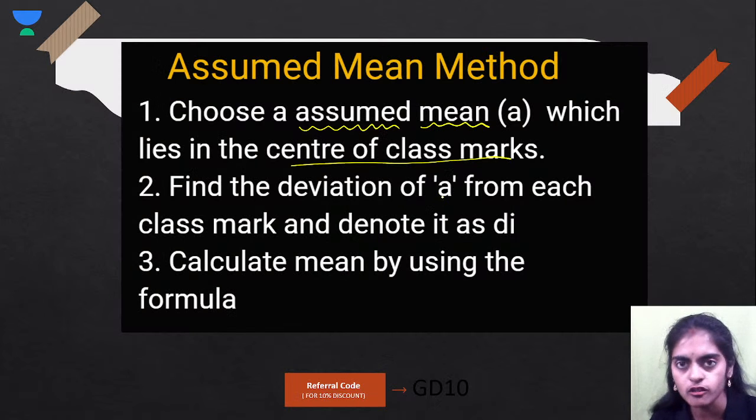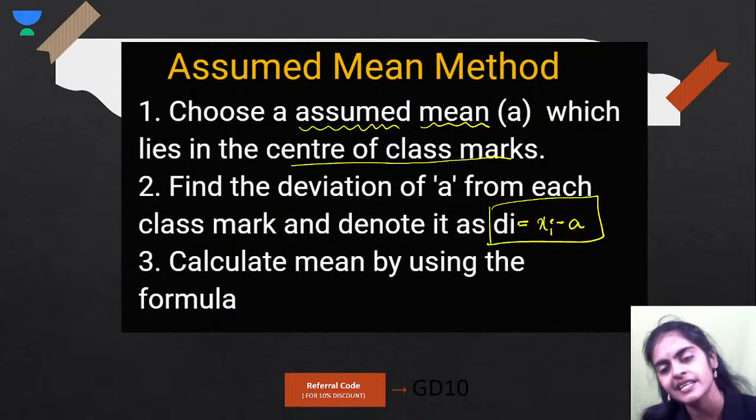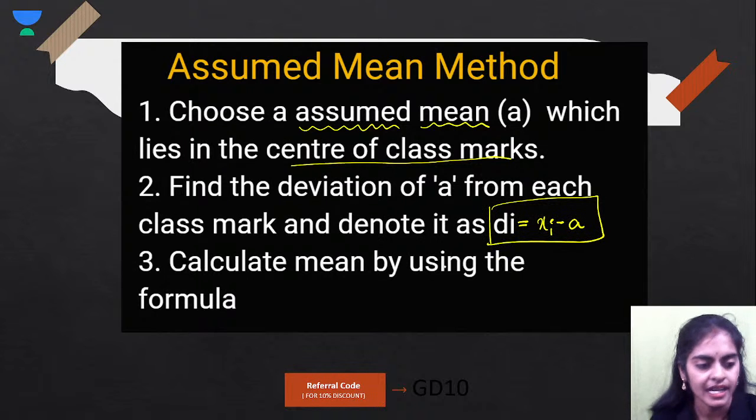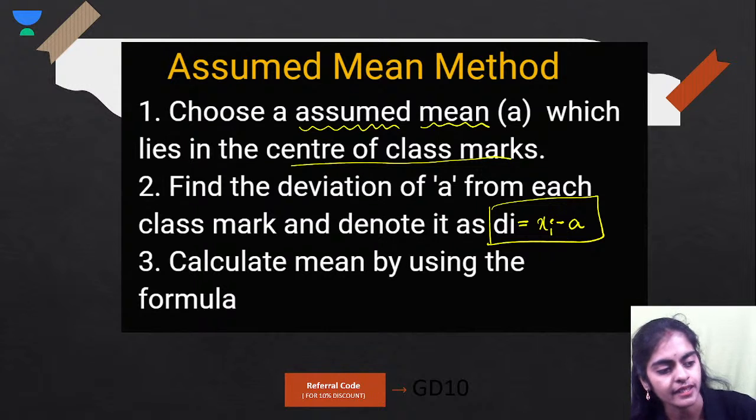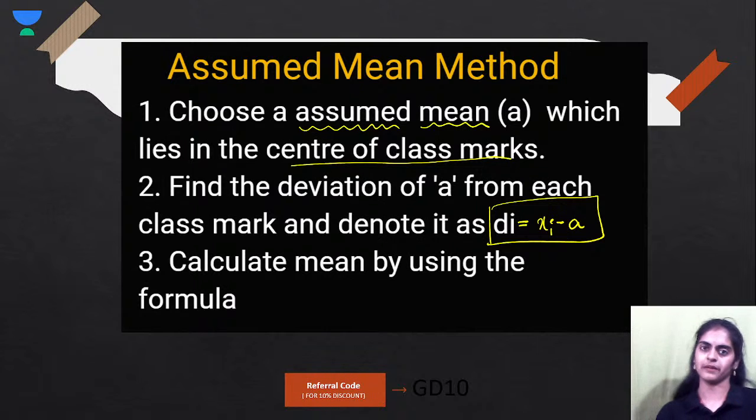Then find the deviation of A from the class mark. So you are finding deviation. It is denoted as Di. So Di is nothing but the deviation of A from the class mark. Class mark is Xi. So you will write deviation is Xi minus A. And then you will calculate mean using the formula. So till here, is it clear everyone?